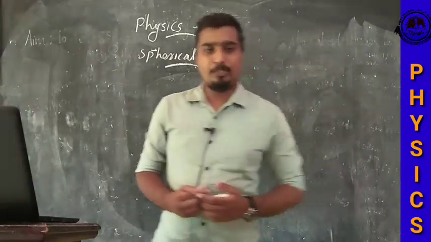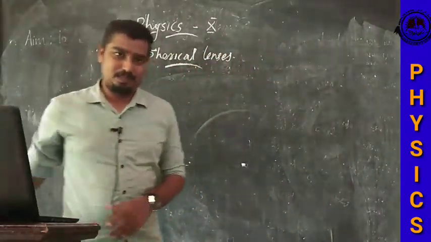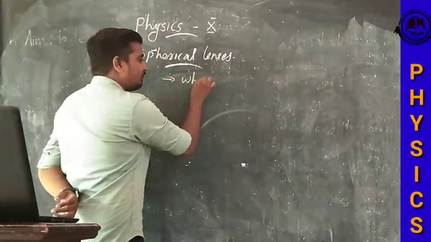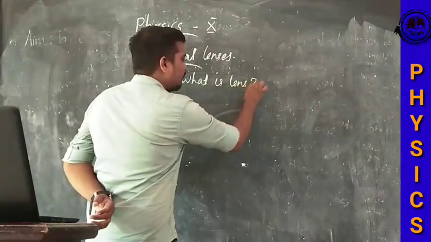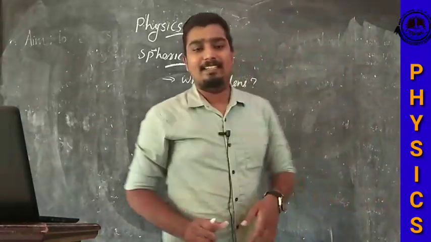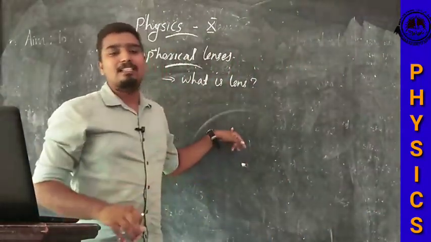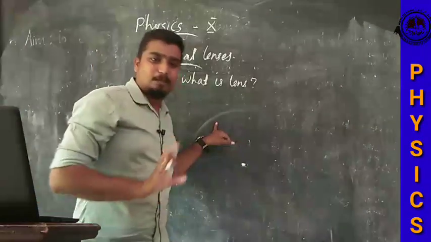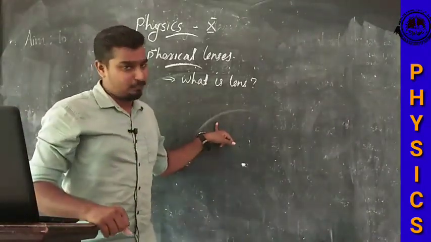Today we are going to discuss the new topic, spherical lenses. First of all, what is a lens? A lens is a transparent medium having a spherical surface. Okay, a lens is a transparent medium having spherical surfaces.